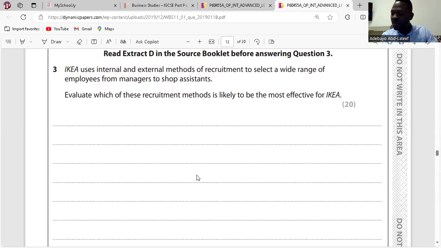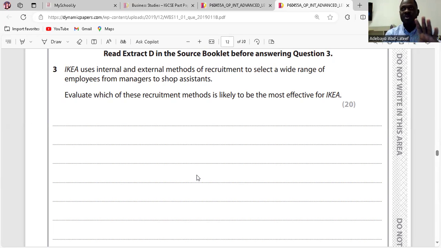Also, it increases the possibility of employing the best amongst the rest, which you can only get through external recruitment. Clear? However, external recruitment can be time consuming, because it still has to go through the process. And expensive, and at the end of it all, it might not guarantee the best person. You might still not get the best person.